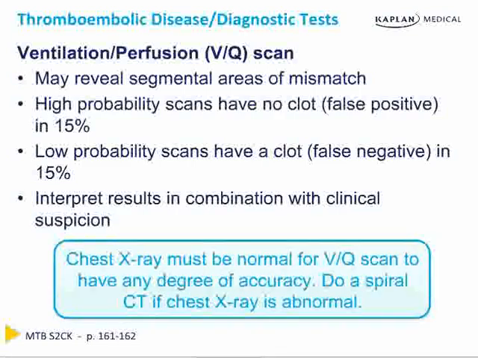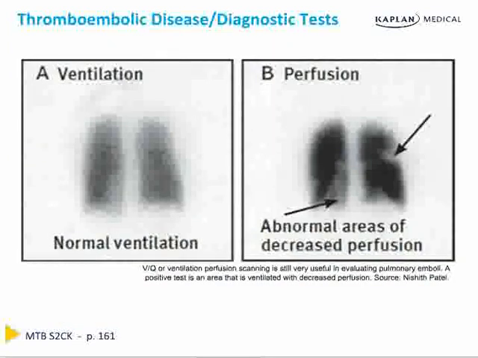Remember, a chest X-ray must be normal for a VQ scan to have any degree of accuracy. If the patient has pneumonia or some other form of underlying lung disease, the VQ scan is not going to be helpful. In that situation, you should do a spiral CT. Here's an example of an abnormal area of decreased perfusion on a VQ scan. You see the normal on the left, where everything looks to be matched. On the right, you see certain areas that, while being ventilated, are not being perfused.